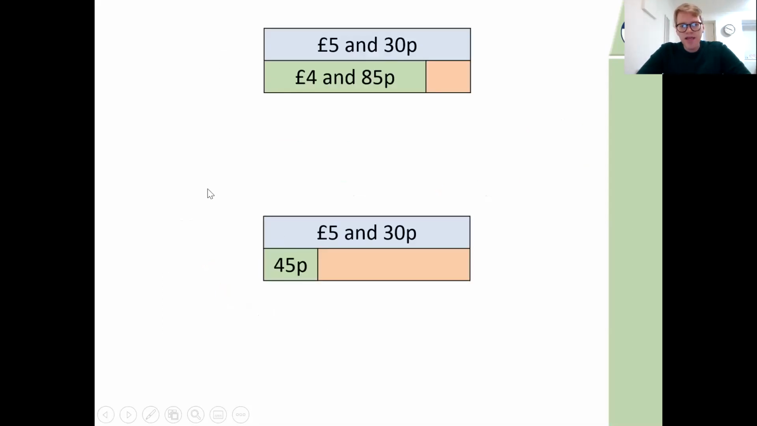Have a go now with these two. You've got a couple to do here, and you can use either of these strategies. You could count on, you could count back. See which is going to be most helpful. So the first one is £5.30. Now one part of that is £4.85. What's the other part?